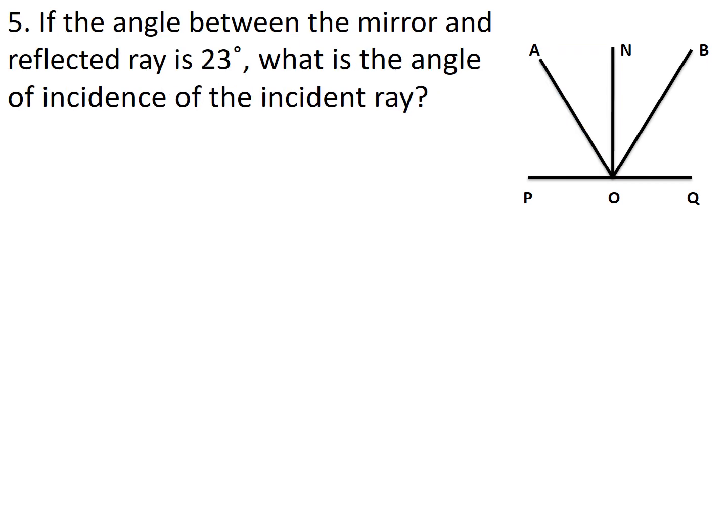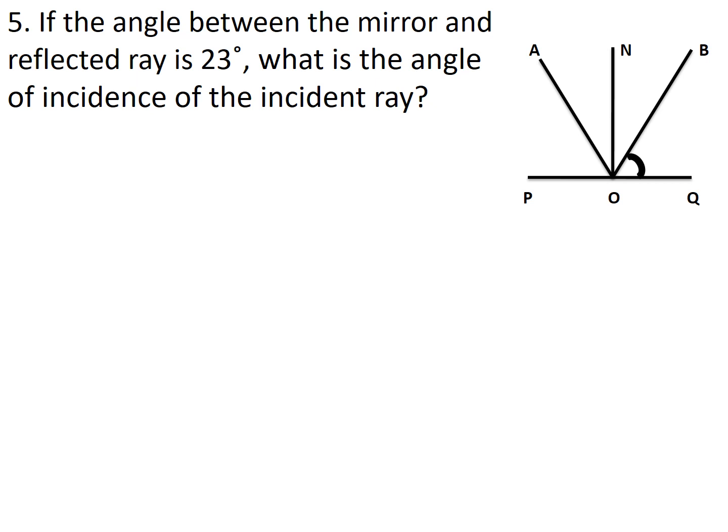Fifth one. If the angle between the mirror and the reflected ray is 23 degrees, what is the angle of incidence of the incident ray? Read it once again. If the angle between the mirror and the reflected ray is 23 degrees, what is the angle of incidence of the incident ray? Show it in the diagram.